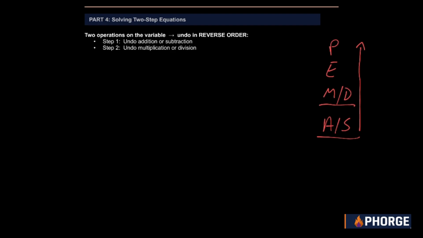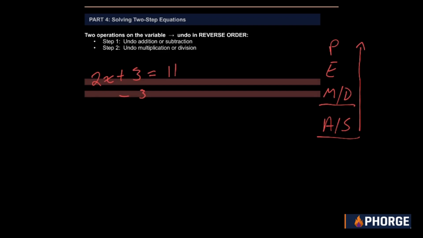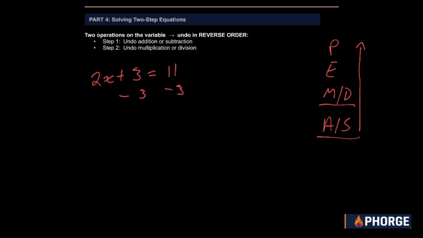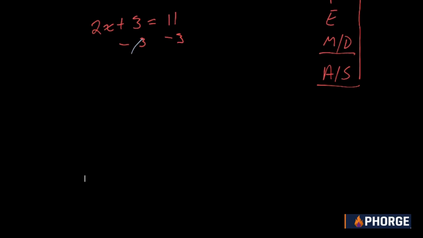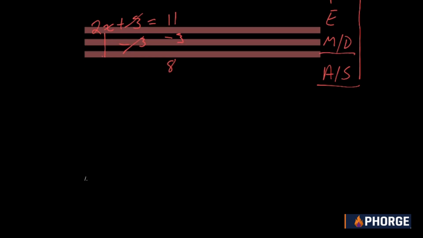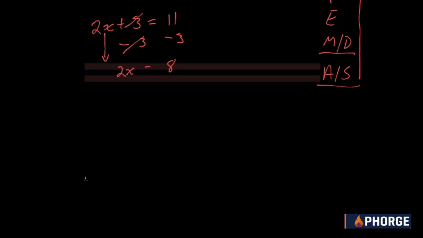So let's start with a simple one. 2x plus 3 is equal to 11. Do we have any addition or subtraction? We have an addition, so what's the opposite of addition? Subtraction, minus 3. Make sure we do it on both sides. And so these cancel out. 11 minus 3 is 8. And now we just bring this 2x down. So we have 2x equal to 8.